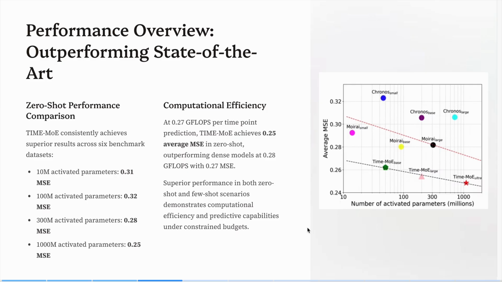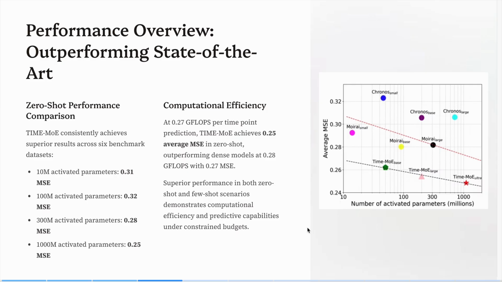For instance, the table shows that at 10 million activated parameters, Time-MoE achieves an average MSE of 0.31, with 100 million activated parameters, an average MSE of 0.32, with 300 million activated parameters, an average of 0.28, and with 1000 million activated parameters, an average MSE of 0.25, significantly lower than the models with fewer activated parameters.